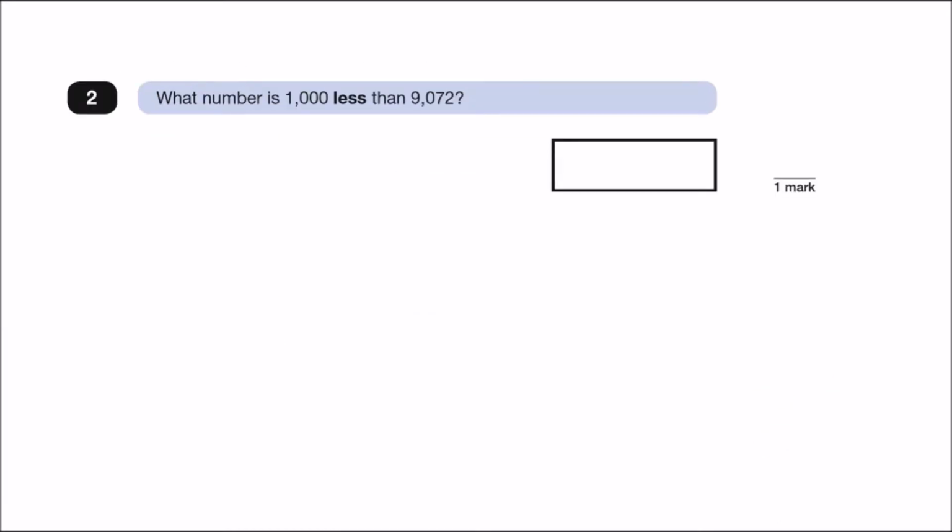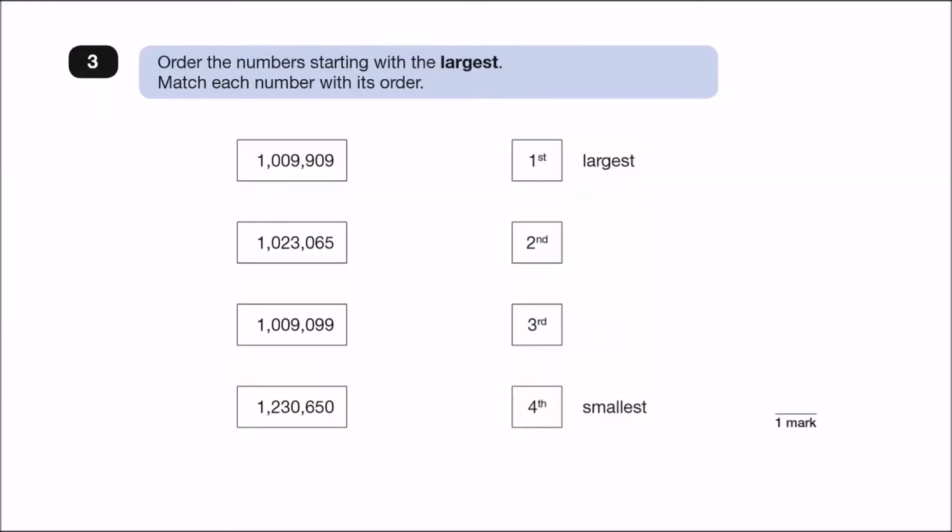All right, question 2. What number is 1000 less than 9072? Well, we just subtract a single thousand away from a 9000. So 9 take away 1 is 8, and we're left with 8072. Easy, guys.